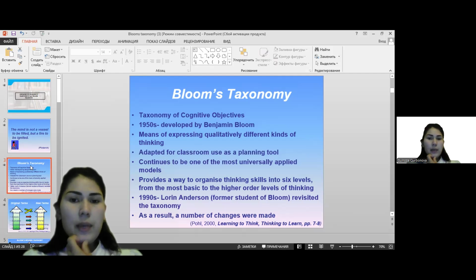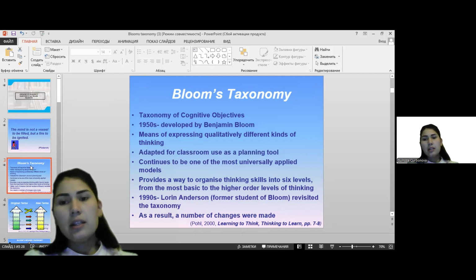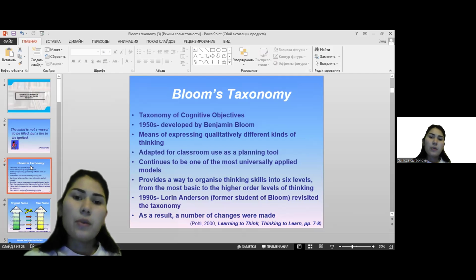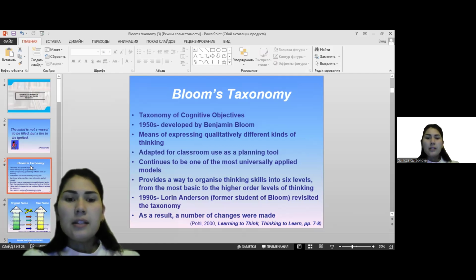It provided a way to organize thinking skills into 6 levels, from the most basic to the higher order levels of thinking. And in the 1990s, Lorin Anderson, a former student of Bloom, revised the taxonomy. As a result, a number of changes were made.